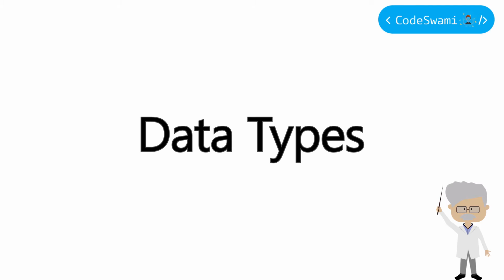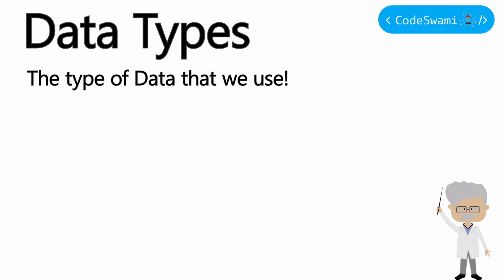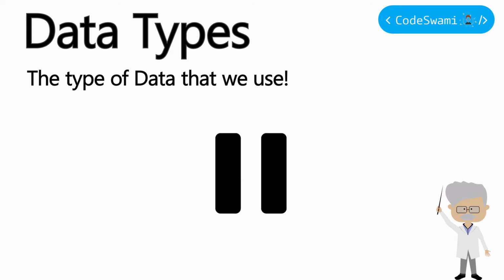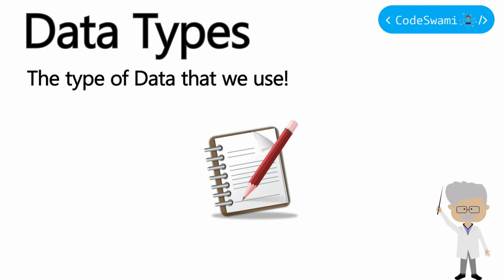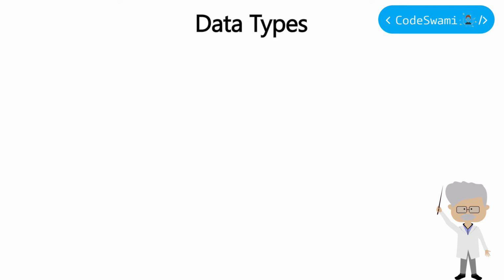So coming to data types, they are simply the type of data that we use. Now please pause the video, grab a notebook and write as I go. Got it? Cool. Data types are divided into two categories, primitive data types and non-primitive data types. Primitive data types are the basic ones.